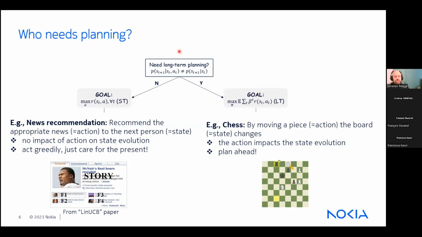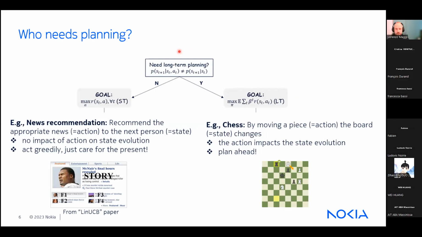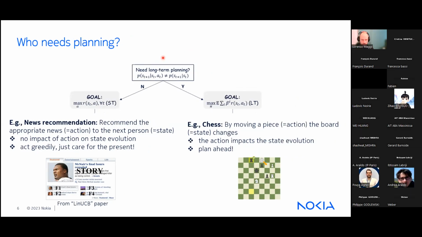First of all, who needs planning? Imagine that your state evolution is not impacted by the action that you take. Okay, then basically whatever you take now has no impact on the future. So the best thing that you can do is to take the action that maximizes the current instantaneous reward. You don't care for the future, just act optimally now, right? In this case, we land on the classic scenario of news or ad recommendation.